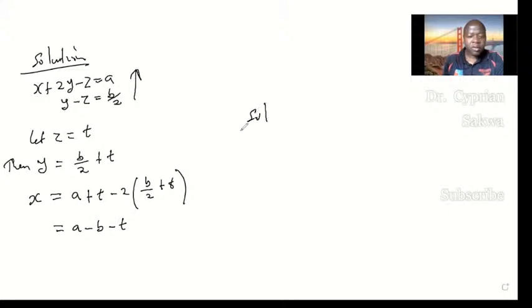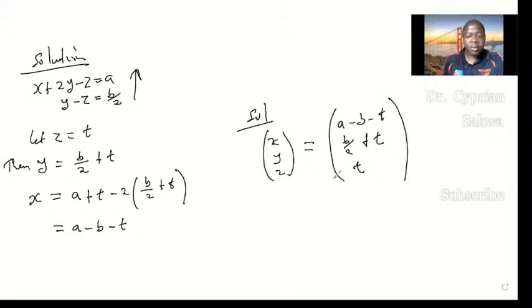And so what is the solution therefore to the system? The solution to the system is (x, y, z), where x is a minus b minus t, y is b out of 2 plus t, and z is t. So this will now be the solution to the system. The question said that if the condition was to be met, what would be the solution? And we say this will be our solution.